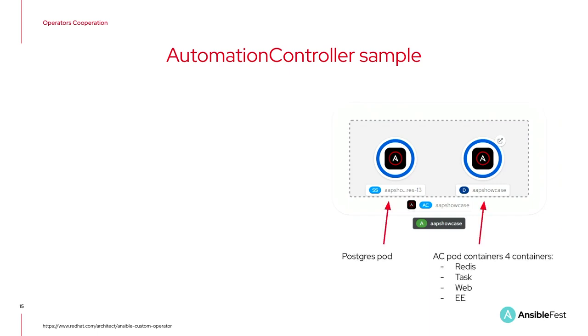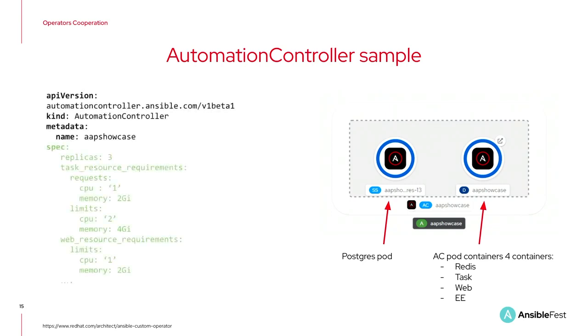Please note that the Postgres pod is simply one container, but the automation controller is quite big. You have 4 containers with different use cases. You have Redis for handling the raw events, the task for the scheduled capabilities, the web for everything UI related as well as the API, and the EE for the Ansible receptor.